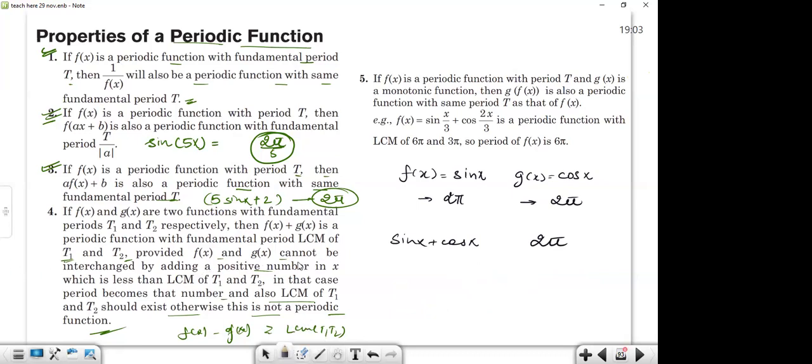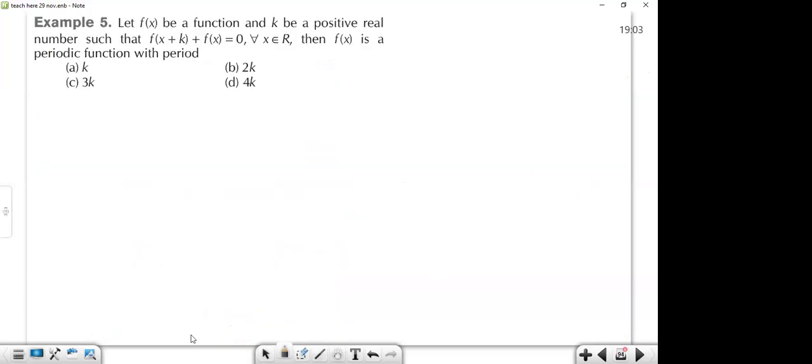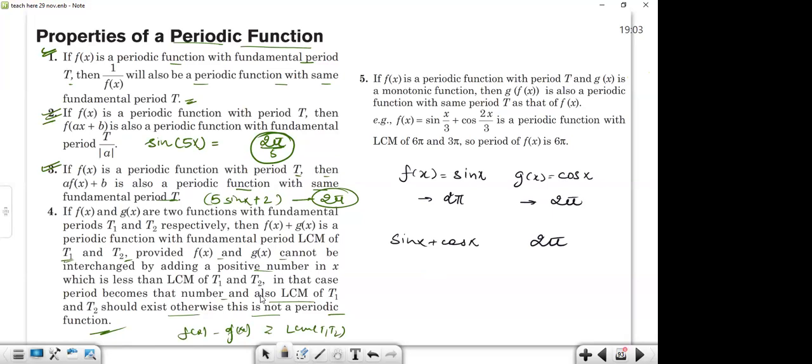This holds provided f of x and g of x cannot be interchanged by adding a positive number to x which is less than the LCM of t1 and t2. So this is a condition which should not happen. Discussing the fifth property. Is this point clear? Any doubt?